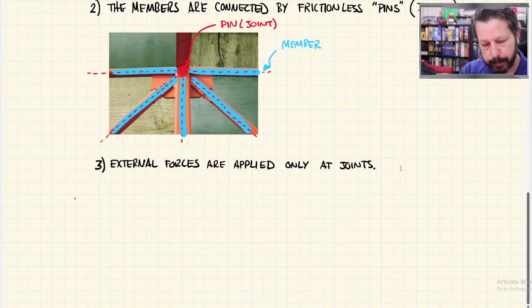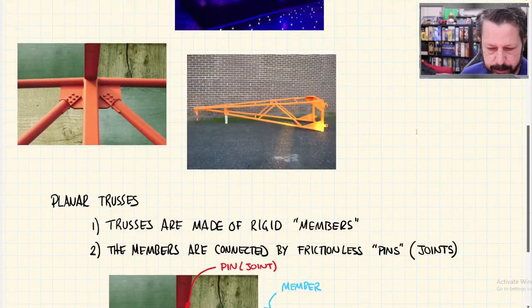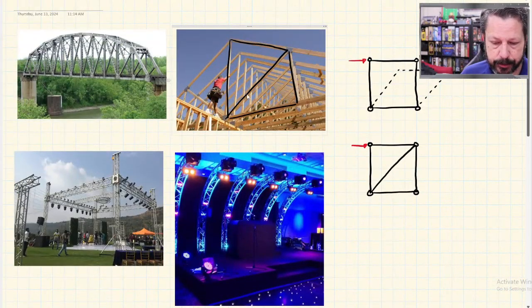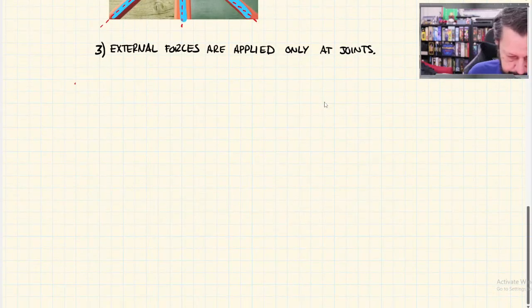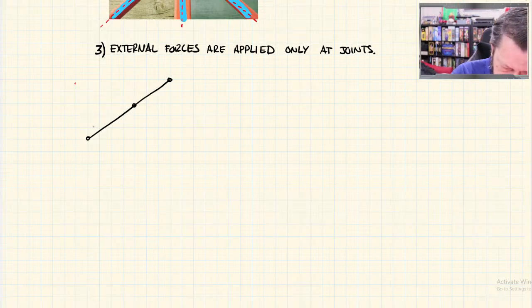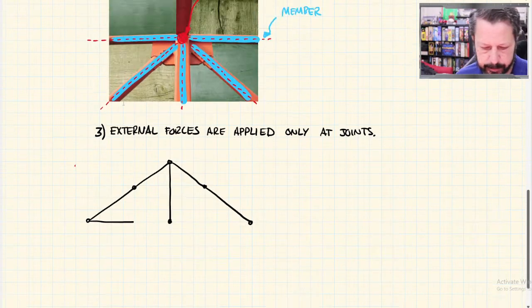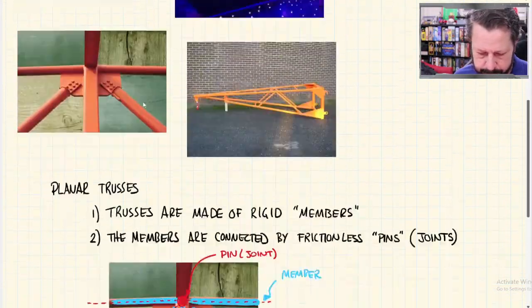All right, but let's go back to our external forces though. So external forces are applied only at joints. We were going to draw something like this wooden truss up here. So let's draw that. It looked like it was more or less like this. There was a member there. And let's see, I've forgotten what it looks like. Okay, yeah.